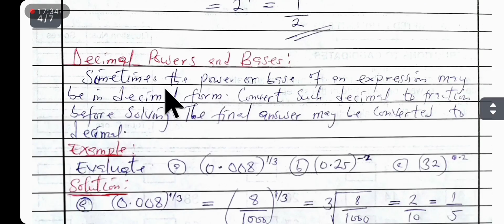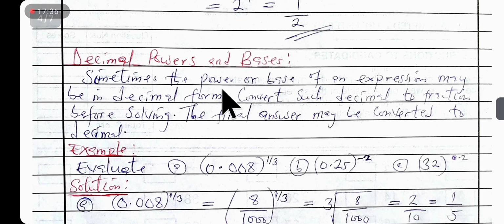We have what we call decimal power and base. Sometimes the power or base of an expression may be in decimal form. If it is in decimal form, convert such decimal to fraction. You have to convert it to fraction before solving. The final answer may be converted to decimal.